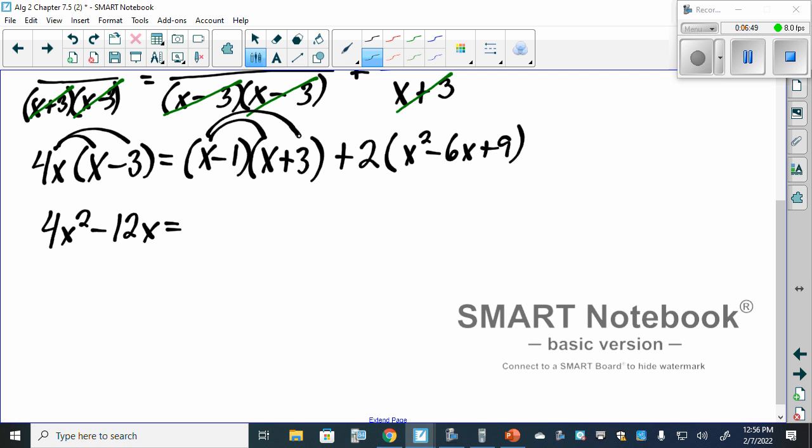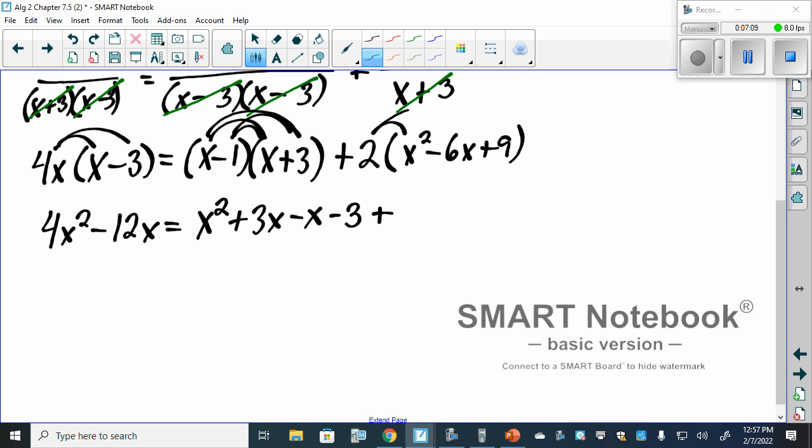So I have x times x is x squared. x times 3 is going to be plus 3x. We'll do the same thing with the negative 1. Negative 1 times x would be negative x. And negative 1 times 3 is negative 3.